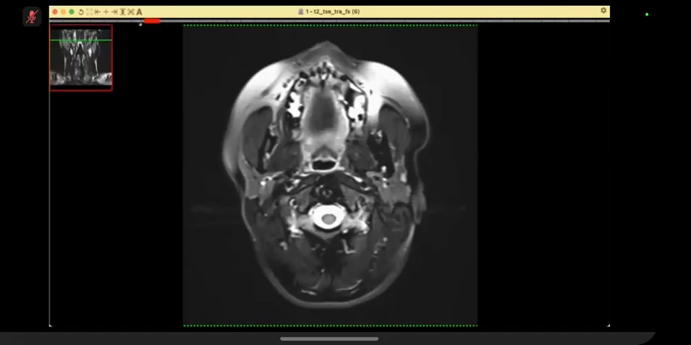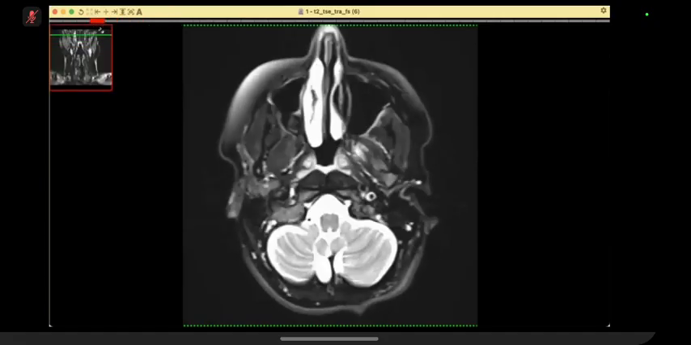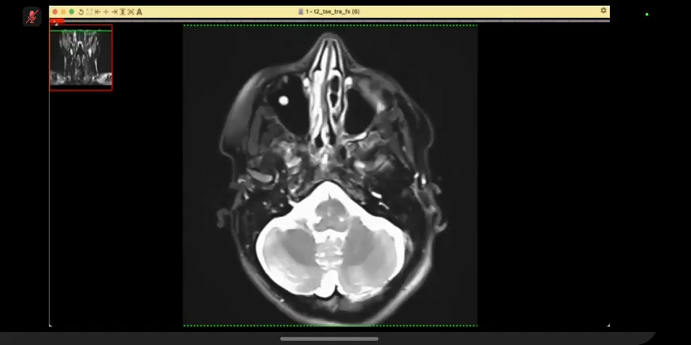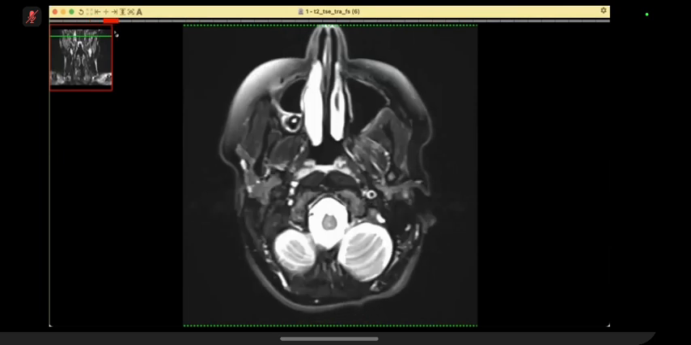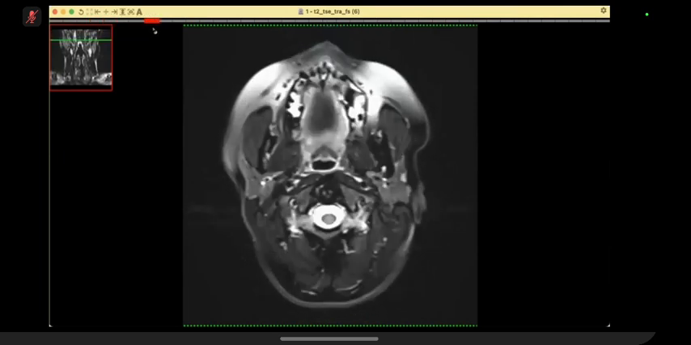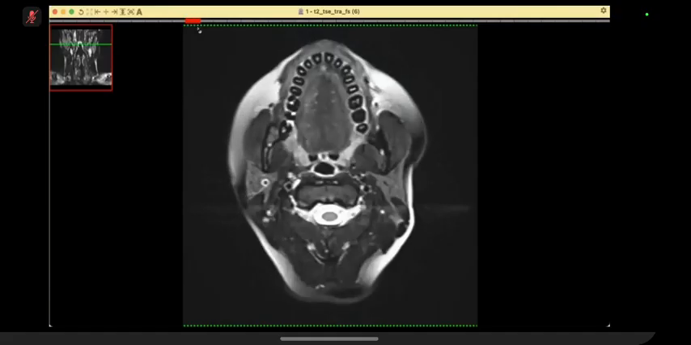Okay. So this is an axial MRI of a 30-year-old patient presenting with neck pain. This is a T2 weighted image with fat suppression.